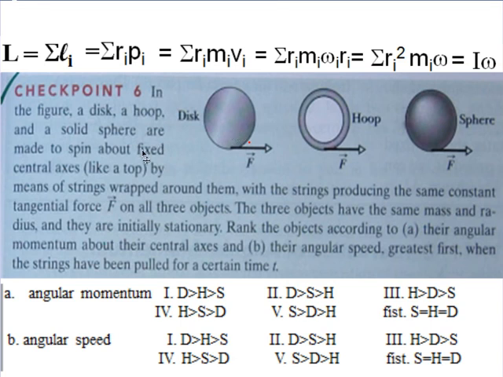All three objects have the same mass, and they spin about the axes of symmetry by means of strings. These forces are acting on strings, so they act perpendicular to the arm, and the same force is applied to all of them. You're going to rank them according to their angular momentum after you are done applying that force for some period of time, which would be the same for all of them, and their angular speed, and you choose the answers.